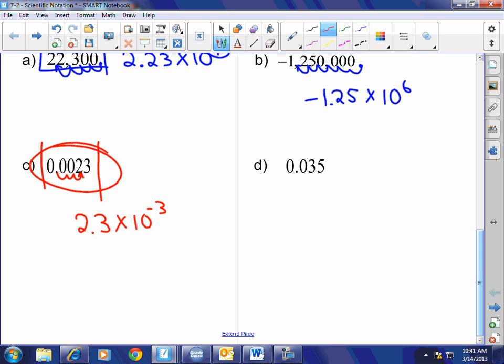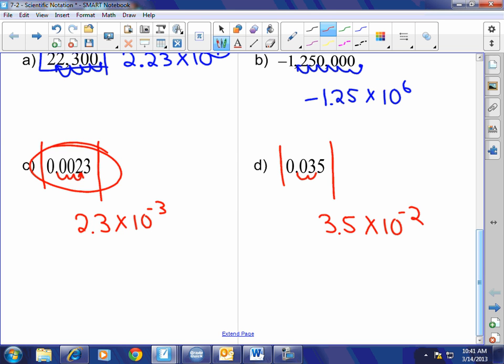Great question. Okay, D. Is the absolute value of that less than or greater than 1? So am I going to add exponents or subtract exponents? So I'm going to go 1, 2 to the left, 3.5 times 10 to the negative 2. Does that make sense, my brothers? Promise? Sir.